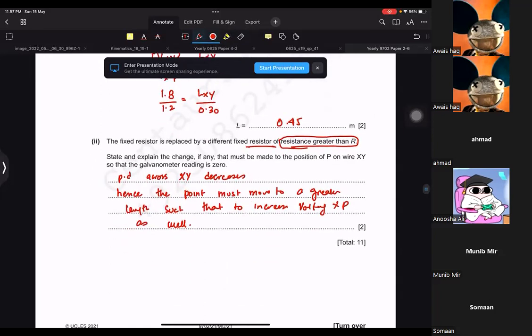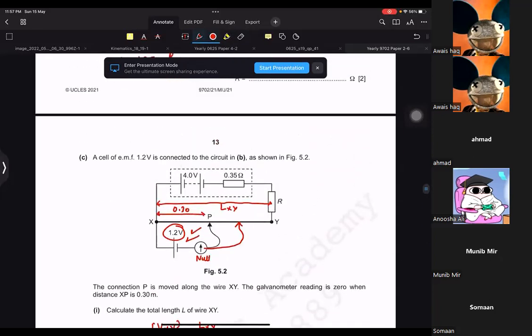Please. Okay, sure. Dekho. Suppose initially, let's suppose this was 1.8, right? This was 1.8. Let's say it was reduced to 1.6. Okay. Suman?